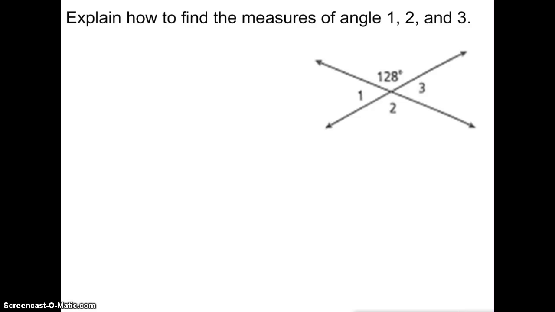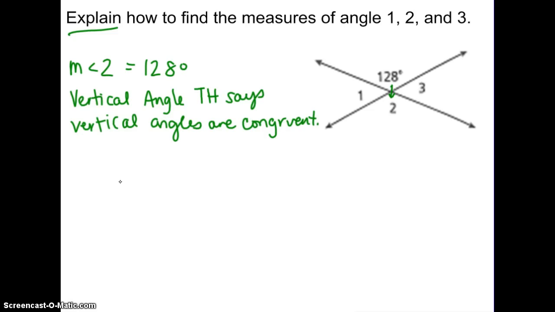Alright, so explain how you would find the measures of angle 1, 2, and 3. Remember, the word explain does not say simply solve for. You actually have to say how you do it. Alright, so first things first, the measure of angle 2, well, angle 2 is vertical to an angle of 128 degrees. So isn't the measure of angle 2 simply 128 degrees? And we can state why because of the vertical angle theorem. So I said here that the vertical angle theorem says that vertical angles are congruent.